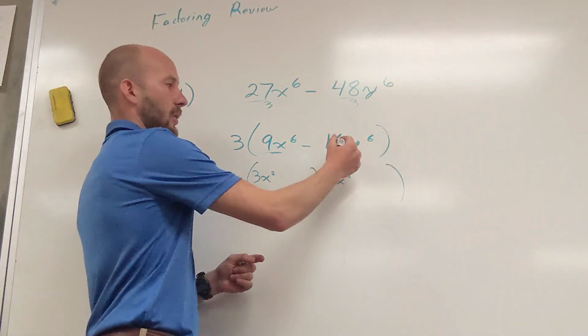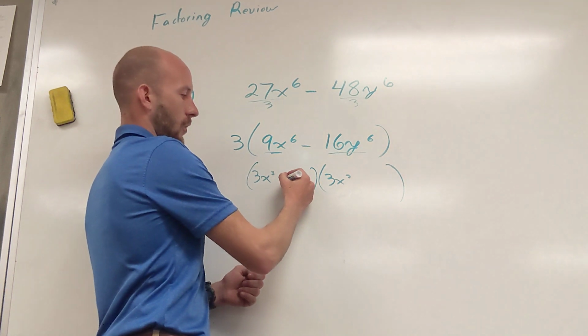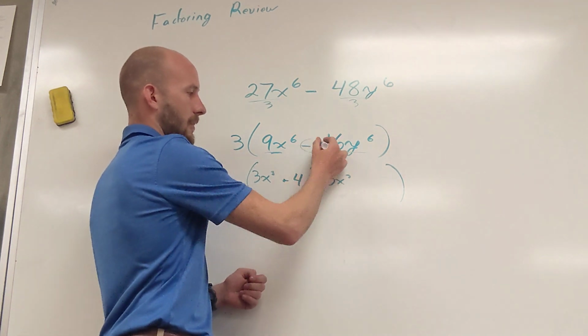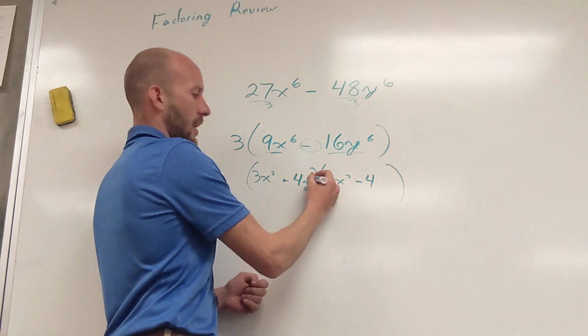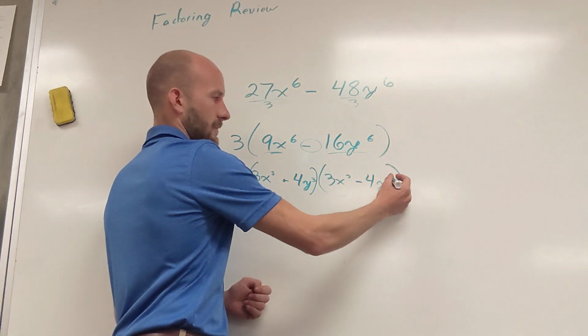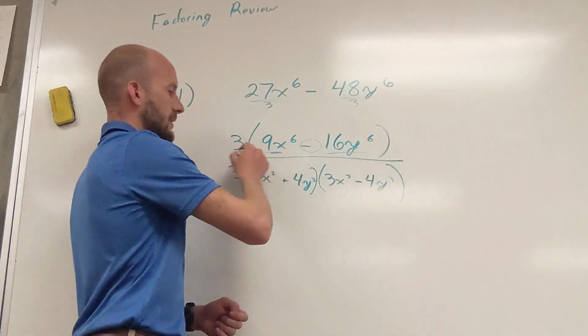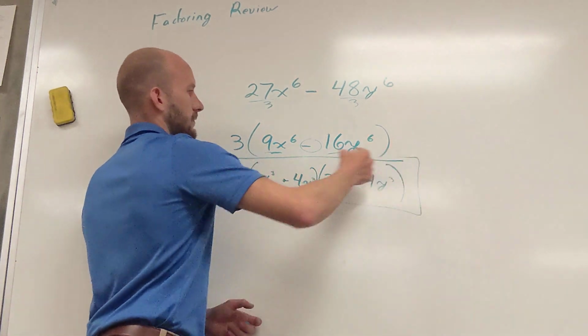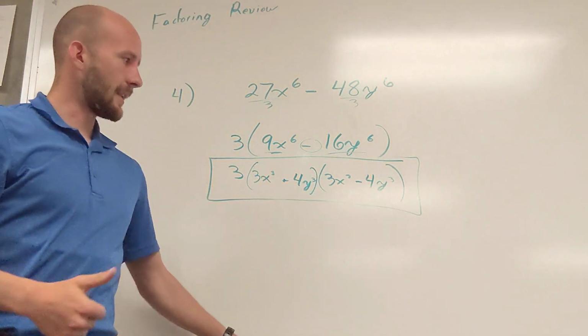And then I look for what times itself is 16. 4. To get the minus, one has to be plus, one has to be minus. And then I need y to the 3rd on both of those. And then, again, bring the GCF down. Okay. And that is it.